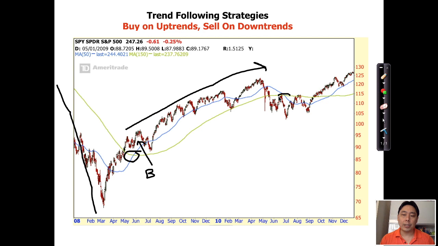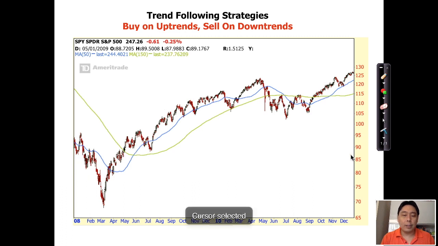And over here, you would sell, and you take a nice profit over here. And over here, what do you do? That's right, you buy back in again. So you just follow the trend using the moving averages. And again, this only works for the indexes over the long term, okay? So that's the SPY. And let's look at gold.